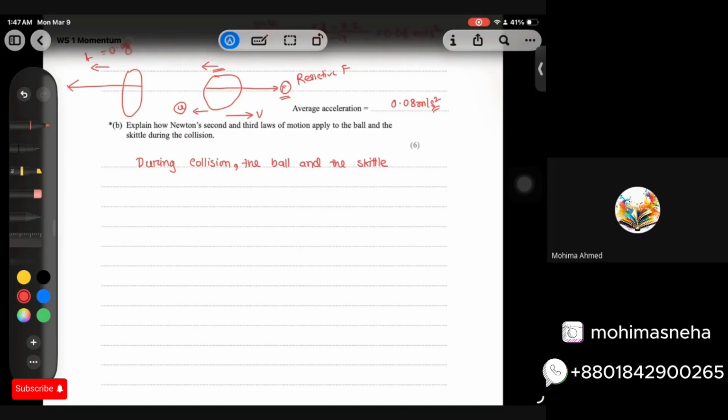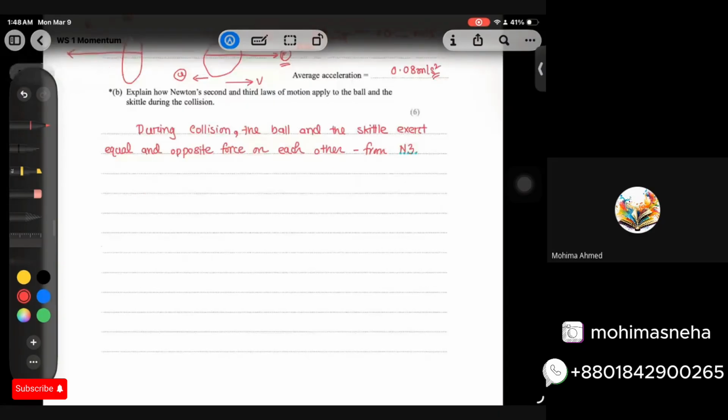During collision, the ball and the skittle exert equal and opposite force on each other, from Newton's third law. Okay, you just write that from N3. That is 1 mark. Then we're going to focus on the ball in one paragraph and the skittle in one paragraph.